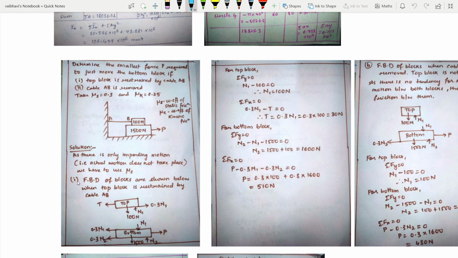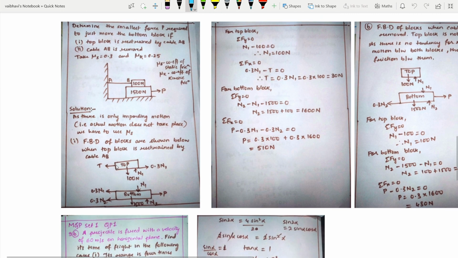So let us take the first case, that is the free body diagram of the blocks when the top block is restrained by the cable AB. I have drawn the free body diagram. This top block, its weight is 100 Newton. We will get the N1 normal reaction, then 0.3 N1. Then the tension in the string AB. Then for the bottom block, it will be N1 downwards and self weight 1500, and this will be N2 from the floor.